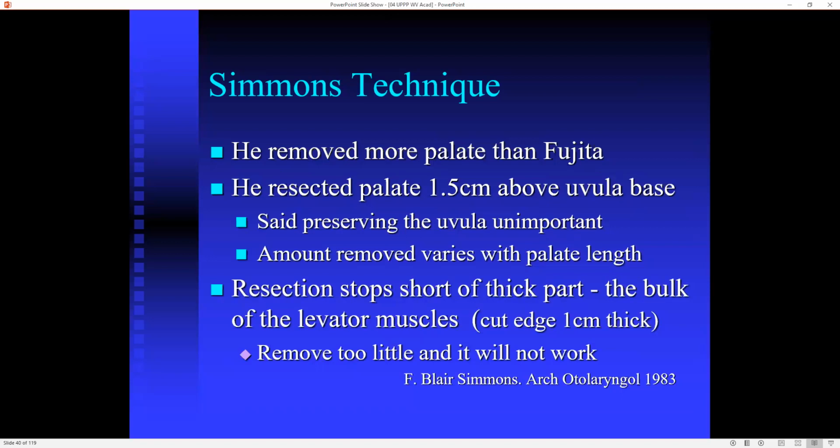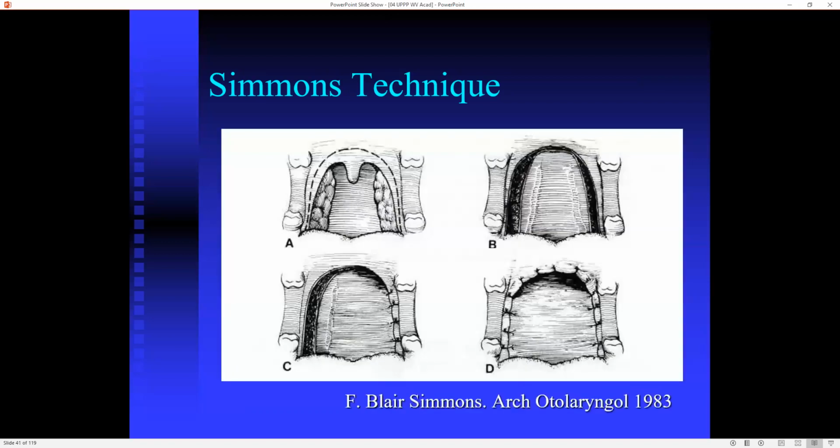That wasn't always true. Simmons was a proponent of that, and he began resecting a lot because he said if you remove too little, the procedure will not work. That was the 1980s, and this was kind of what he came up with. And this type of procedure really today shouldn't be done anymore. We have much better techniques.